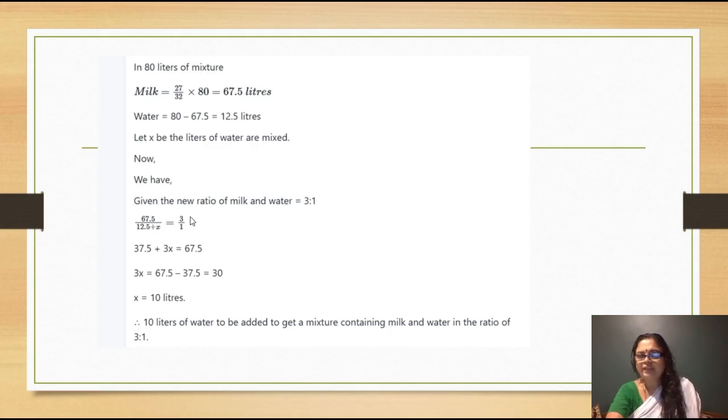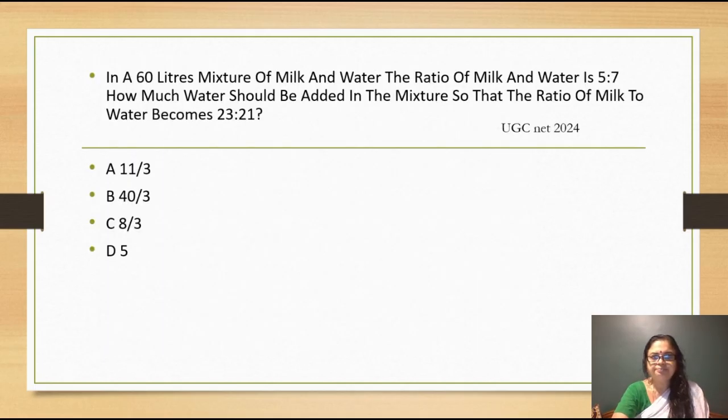Now the new ratio of milk to water is given as 3 by 1. You are adding water. So 67.5 liters of milk remains the same, but water is added, so 67.5 divided by (12.5 plus x) will be equal to 3 by 1. From that the value of x is 10. You got it. So how many liters of water has to be added? 10 liters of water has to be added to make the milk and water in the ratio 3:1.